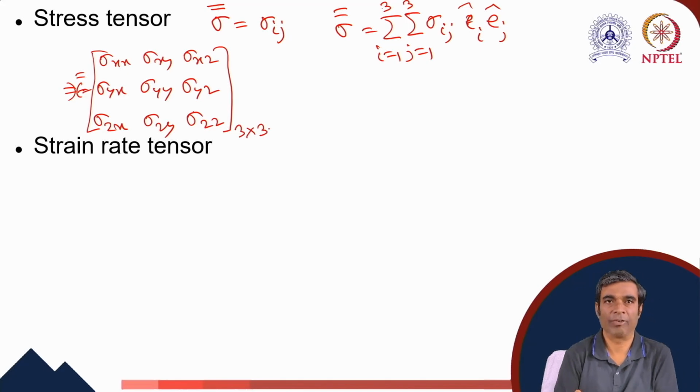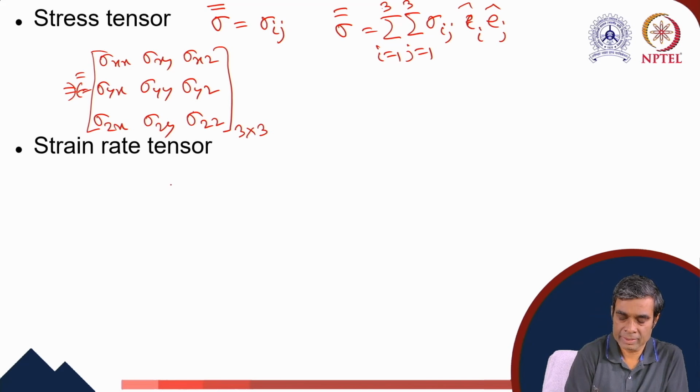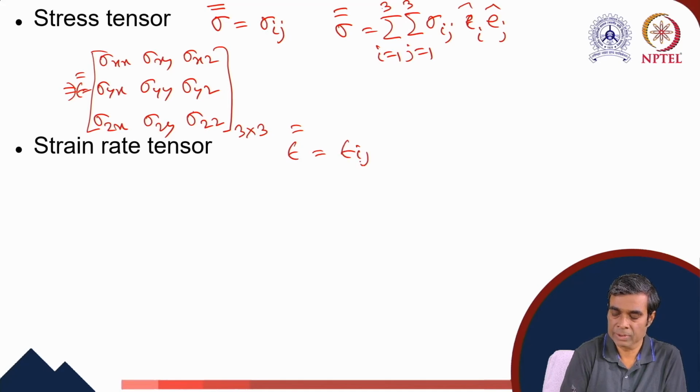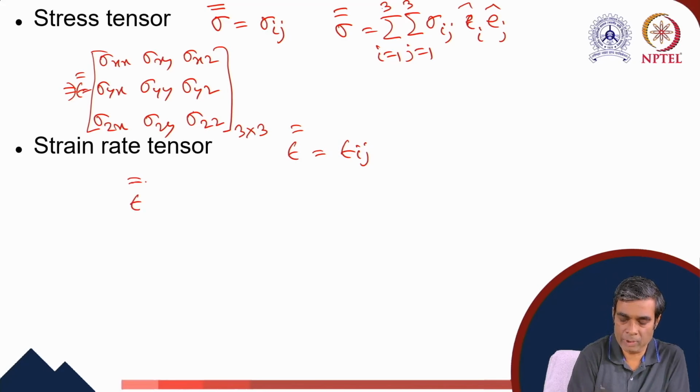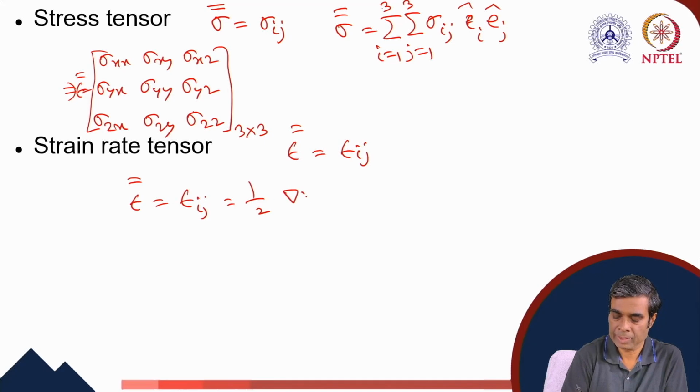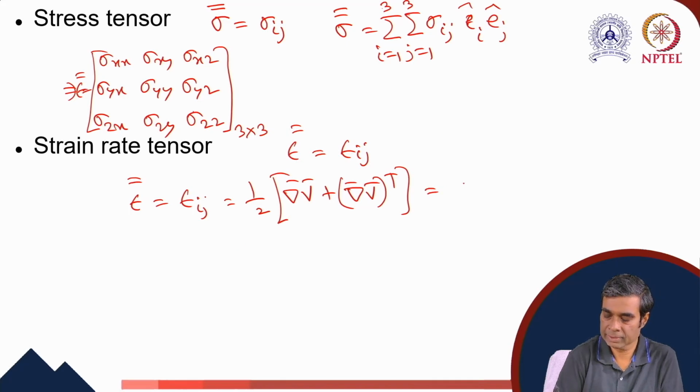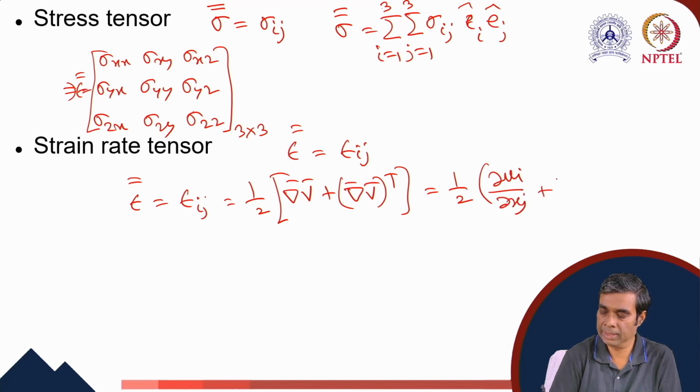These are the components in 3 dimensions. And finally, we have the strain rate tensor. This is denoted by the symbol epsilon double bar or epsilon ij. So strain rate tensor is defined as the average of the velocity gradient tensor and its transpose. So epsilon double bar equals epsilon ij equals average of velocity gradient tensor and its transpose. So it is written as half of del ui by del xj plus del uj by del xi.